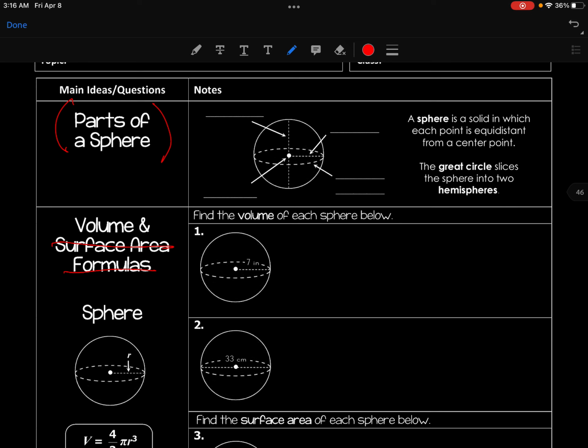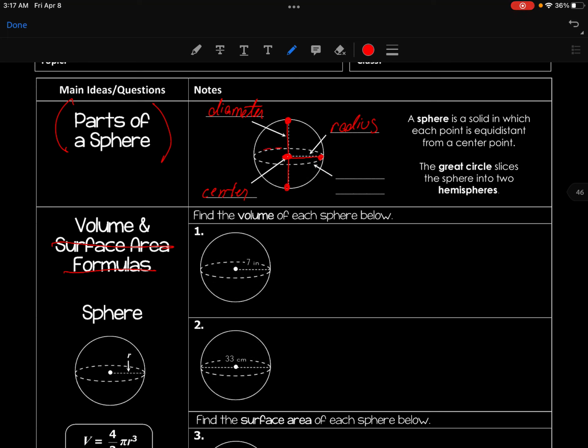First of all, this line from the edge of a sphere to the other edge is called a diameter. So same word as a circle. This line from the edge of the sphere to the center, that's called a radius. This little point in the middle is called the center.